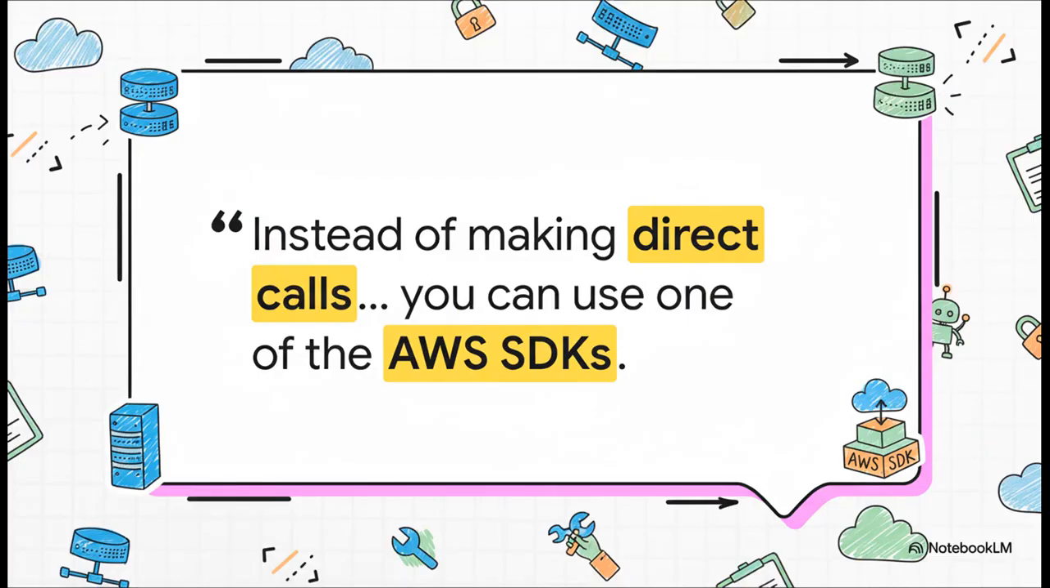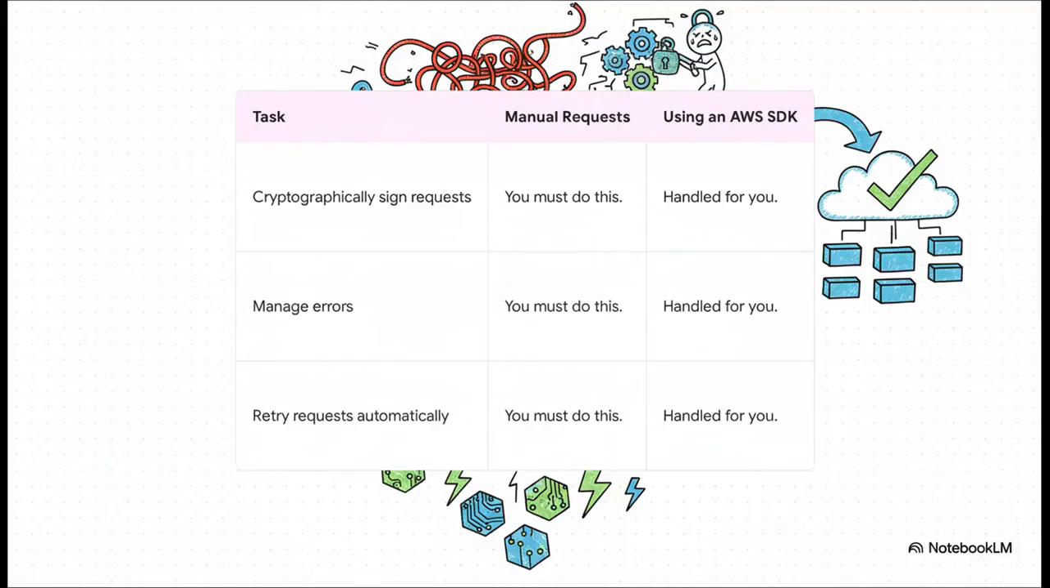But what if you didn't have to do any of that? What if there was a tool that could handle all that complicated heavy lifting for you? Well, that tool exists, and it's called the AWS Software Development Kit, or SDK. Just look at the difference here. When you use an SDK, that whole complex cryptographic signing thing is handled for you. What about managing errors when things go wrong? Or automatically retrying failed requests? Also handled. The SDKs just take care of all the tedious, low-level stuff so you don't have to.